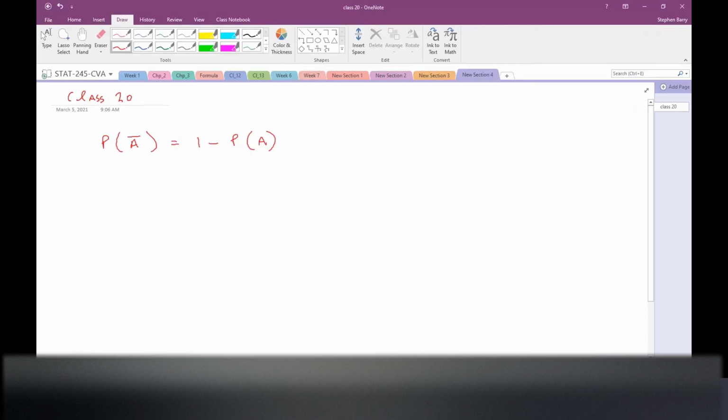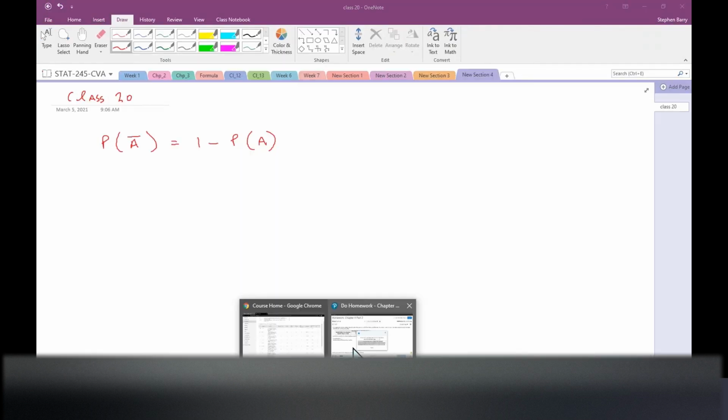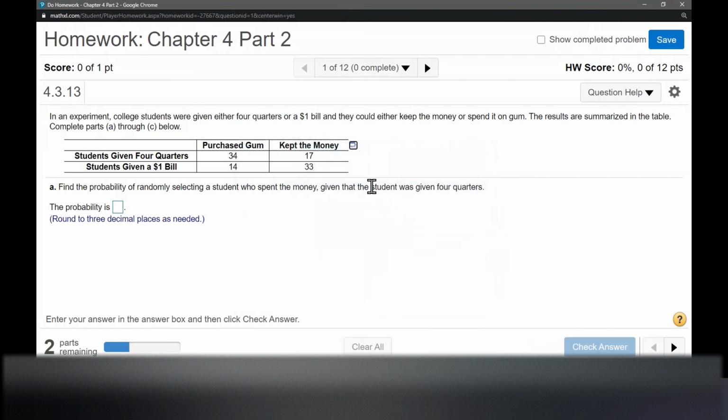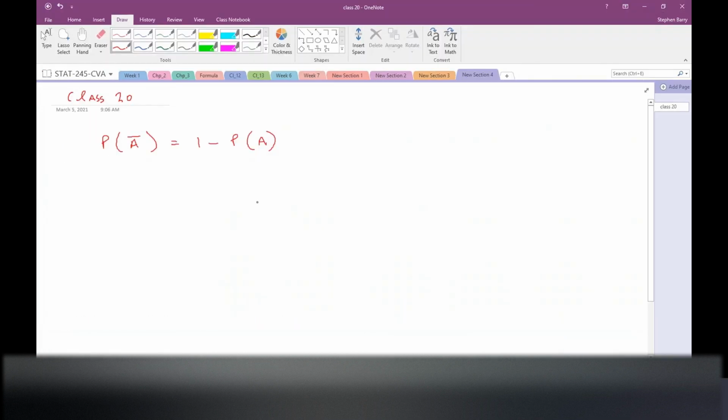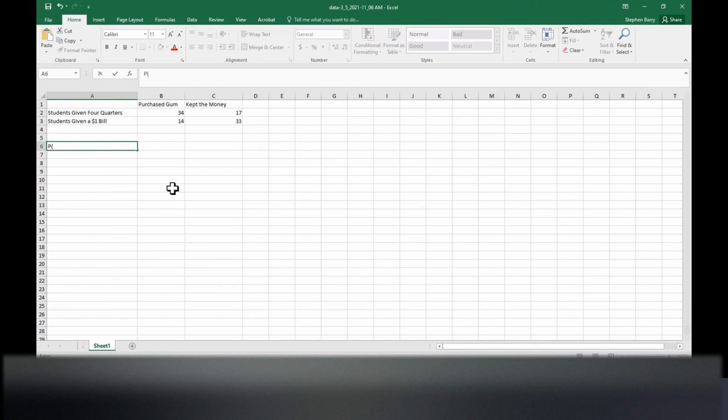Because that's part of the learning activity: can you put the question into a mathematical symbol? So selecting a student who spent the money, in other words, bought gum or whatever it is, spent the money given that they got quarters. So I'm going to say they spent the money, given that they got quarters.